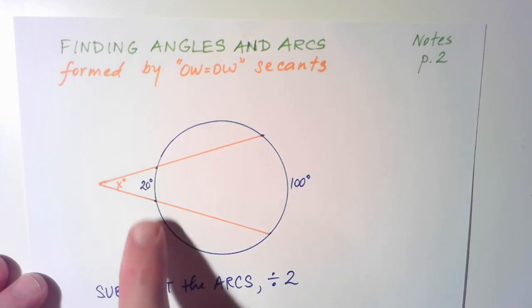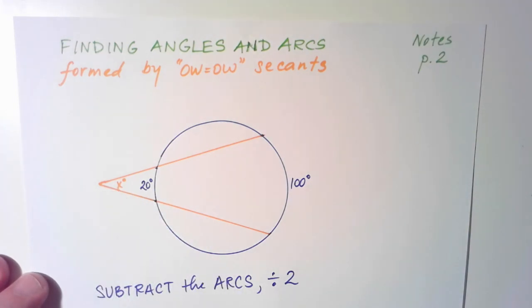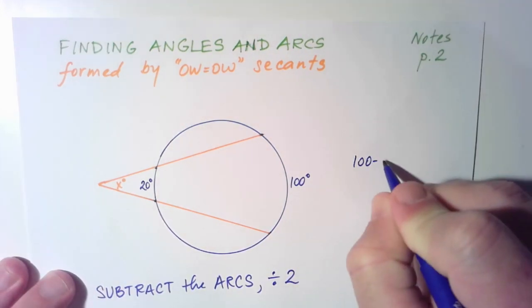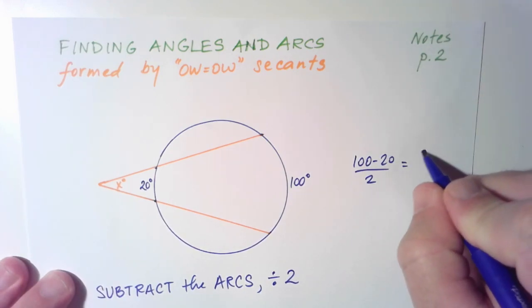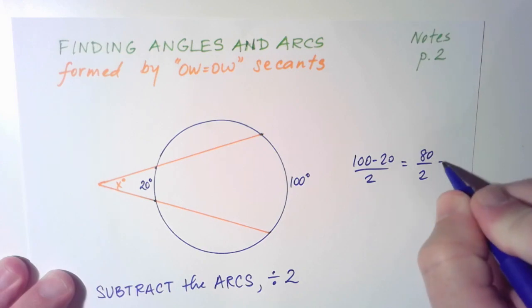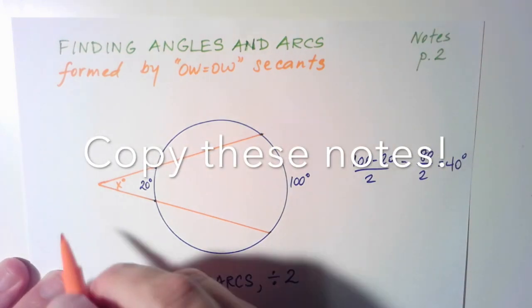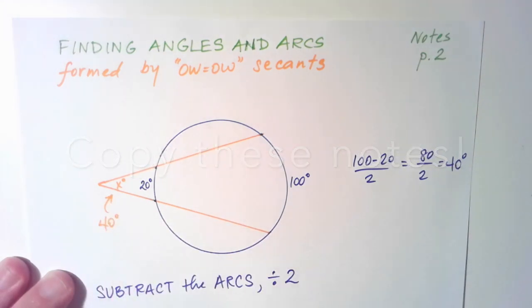Well, let's put this rule into action. What is this angle? We're going to take the 100 and the 20, and we're going to subtract them. That would give us 80, and then divide by 2. So 80 divided by 2 would give us 40 degrees. So this is a 40-degree angle. Now there are some ways to complicate this. Let's take a look at one of the sample problems.